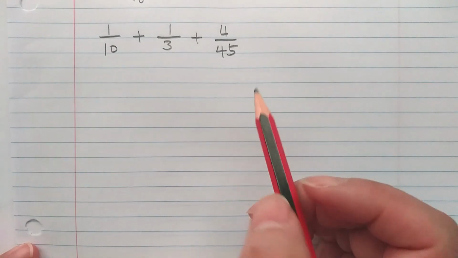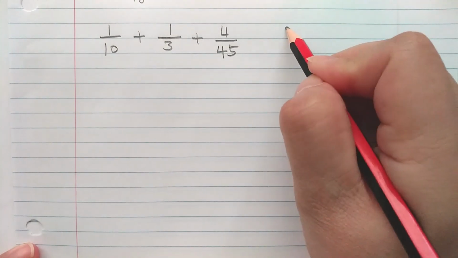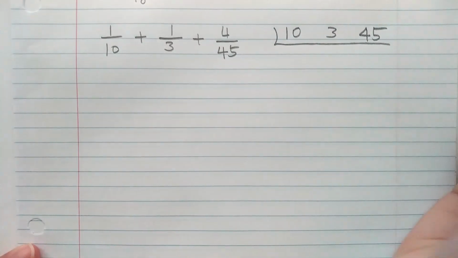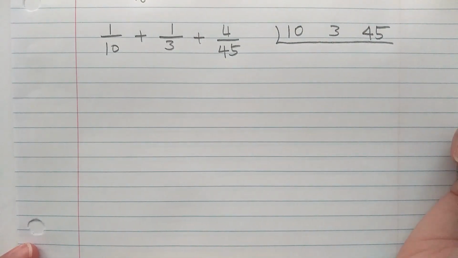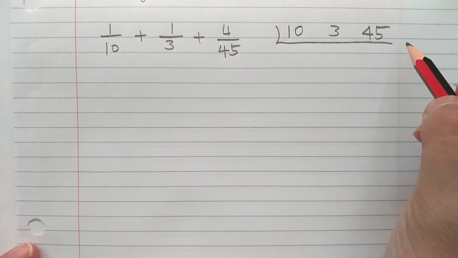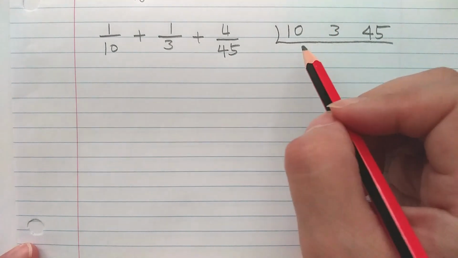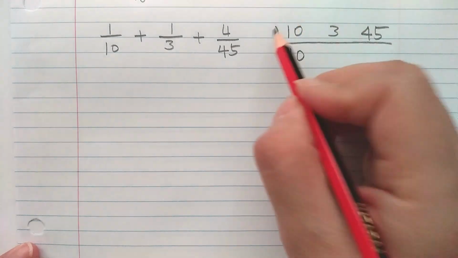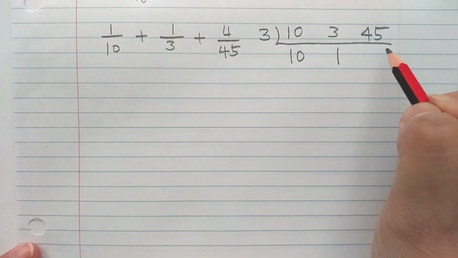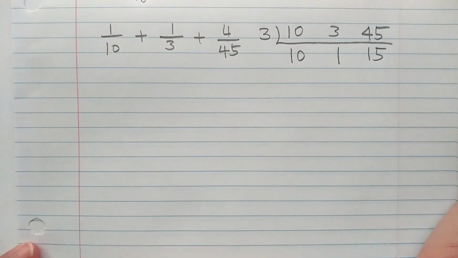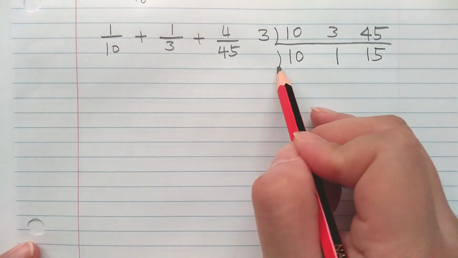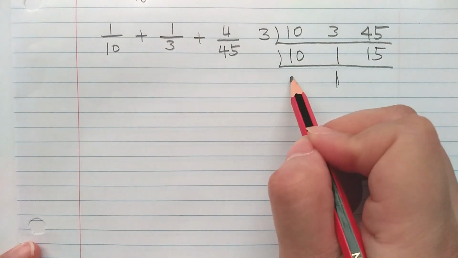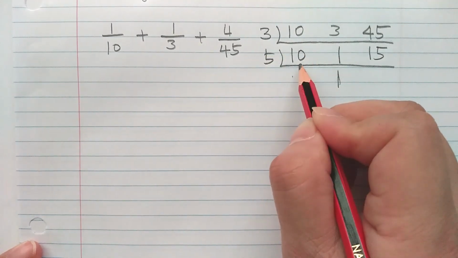How about when you add these three fractions? Do the same thing. 10, 3, 45. And what are the numbers that can divide all three numbers? There's none. So what we're going to do is leave 10 here and just divide these numbers by 3. So 1 here and then 15 here. And then we're going to move on by just leaving 1 here, and 5 will divide both 10 and 15.